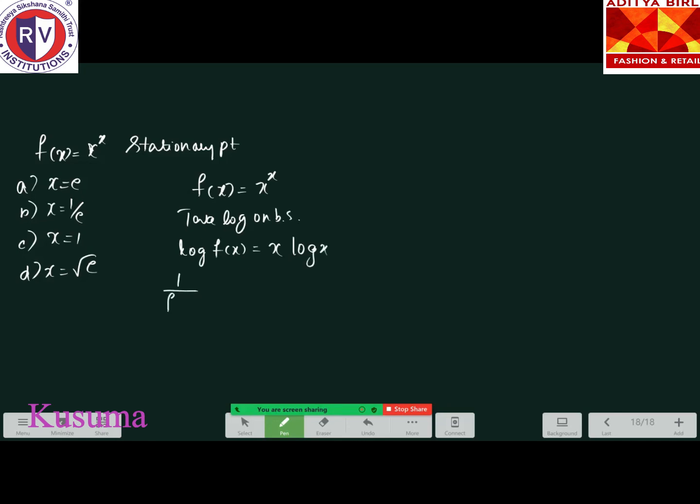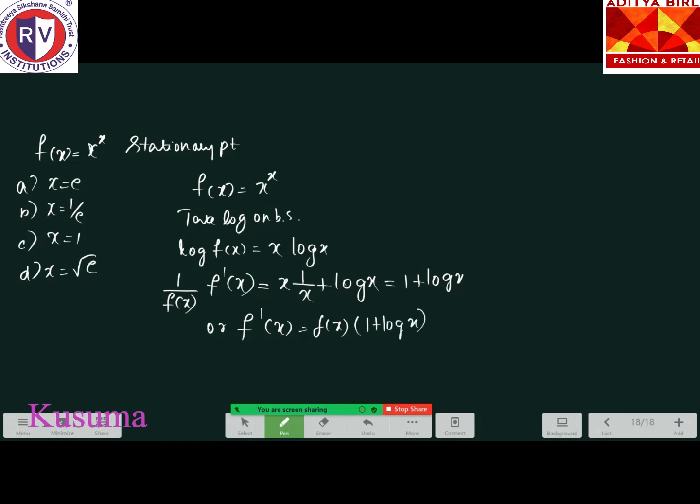So this will be 1 by f of x into f dash of x, which is equal to x into 1 by x plus log x, or this is 1 plus log x, or f dash of x is equal to f of x into 1 plus log x. This is our f dash of x.